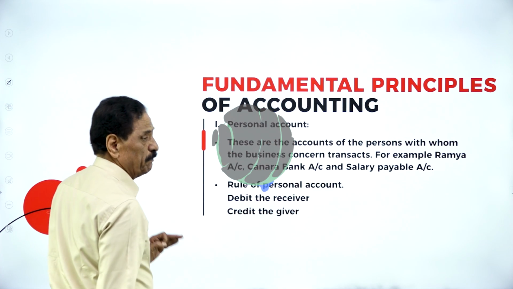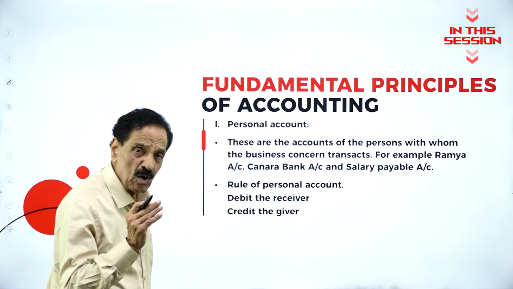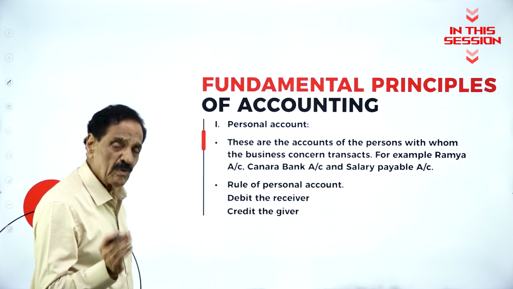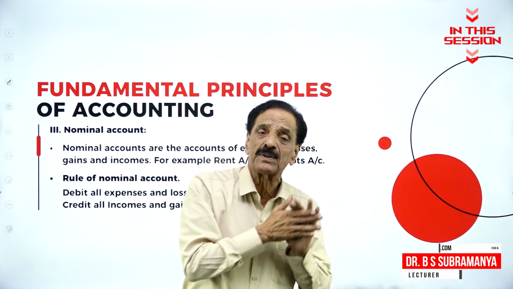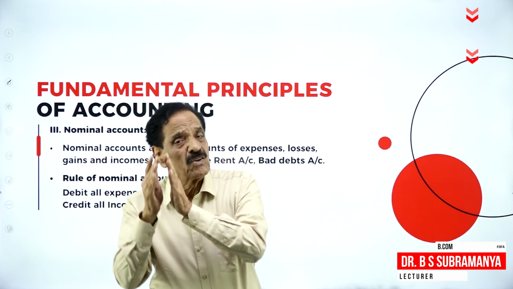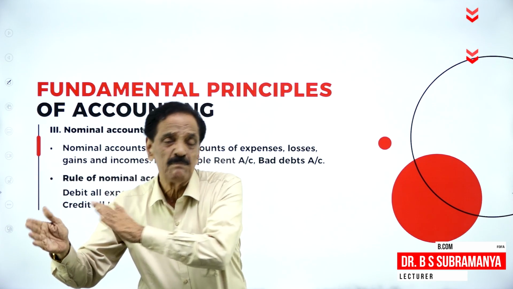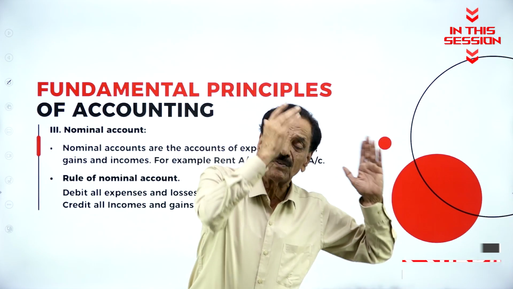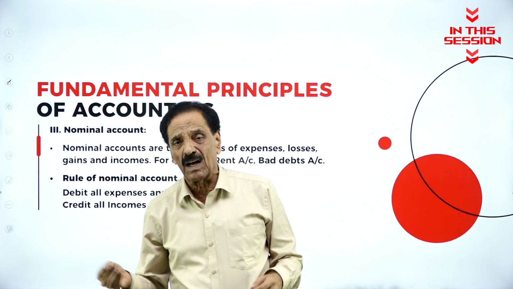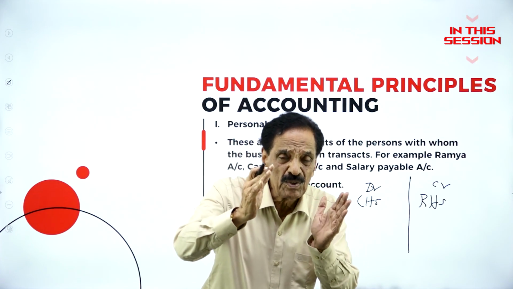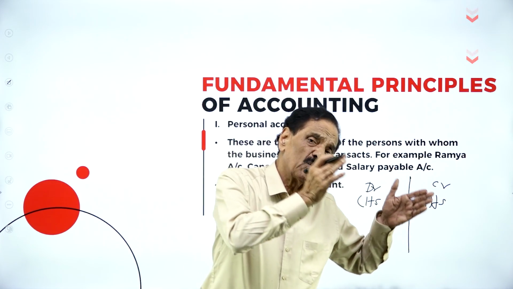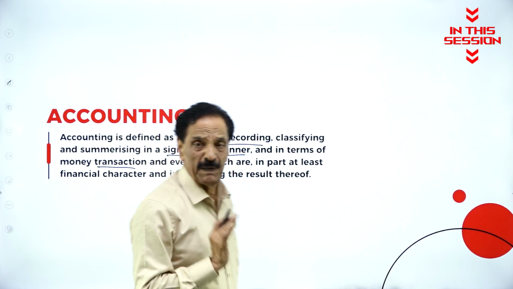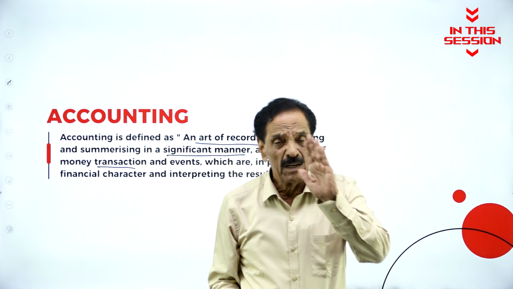There are three principles: personal account, real account, and nominal account. A personal account is one which deals with the accounts of persons. A real account is one which deals with the accounts of property. A nominal account is one which deals with the accounts of profits or losses. The person who gives, his account should be credited. The person who receives, his account should be debited. Transaction means transfer of property from one person to another person.